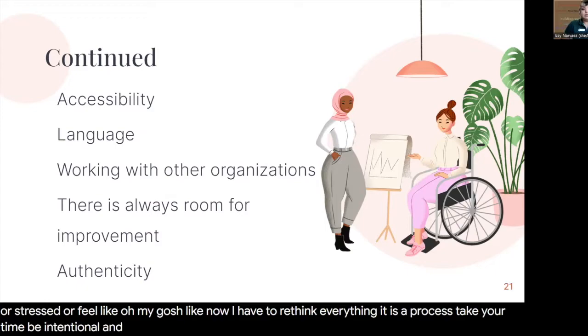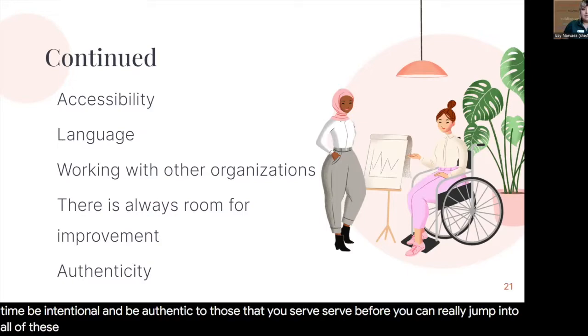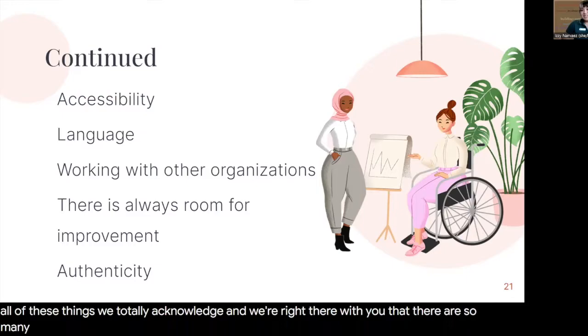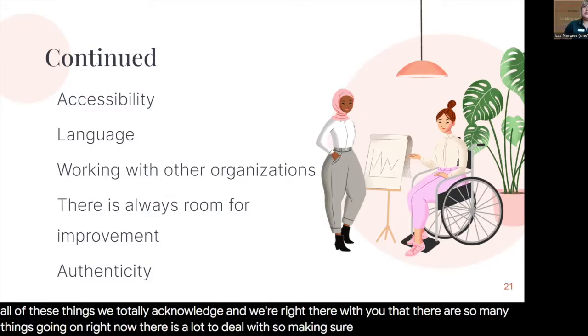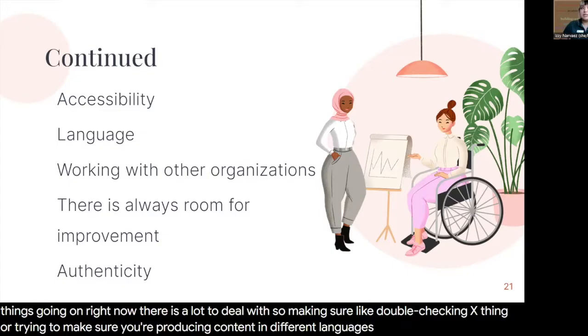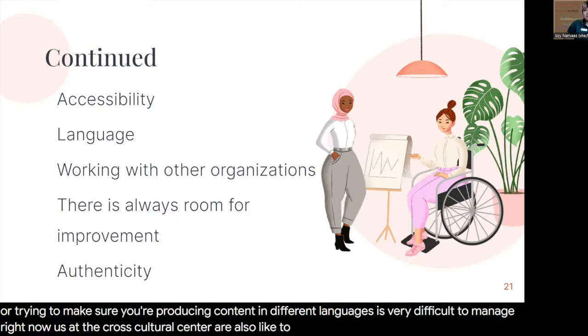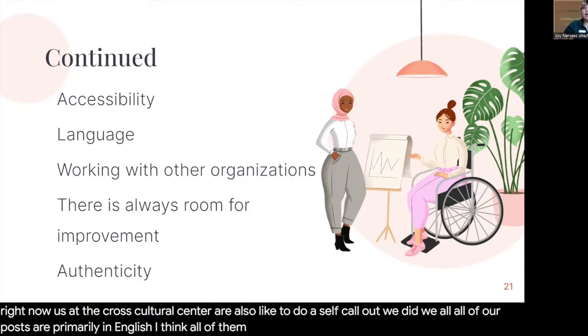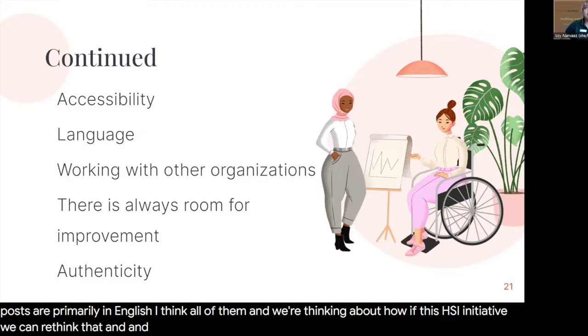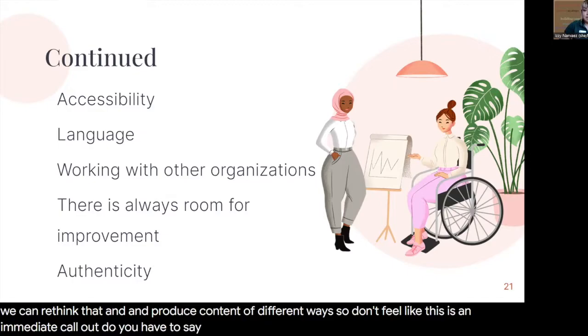Before you can really jump into all of these things, we totally acknowledge, and we're right there with you, that there are so many things going on right now. There is a lot to deal with. So making sure, like double checking X thing, or trying to make sure that you're producing content in different languages is very difficult to manage right now. We at the Cross Cultural Center would also like to do a self call out. A lot of our posts are primarily in English, I think all of them. And we're thinking about how with this HSI initiative, we can rethink that and produce content in different ways. So don't feel like this is an immediate call out that you have to start doing these things right now.